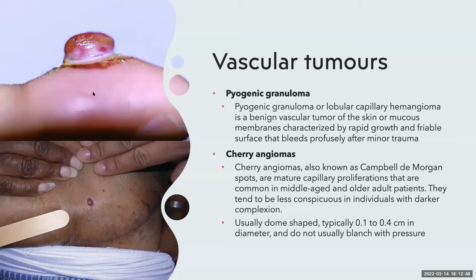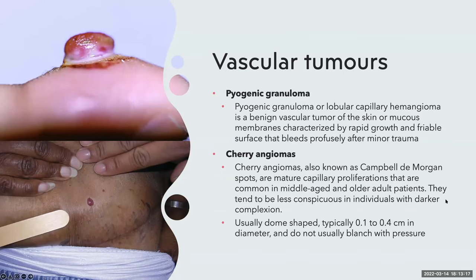So the pyogenic ones have that black appearance, which is heterogeneous in color. Then you have the cherry angioma, which has a cherry appearance, the red, I think the red maroon spectrum. They tend to affect mostly middle-aged and older individuals, and they have this dome-shaped appearance. When you compress them, they don't blanch. So the cherryness never goes away.